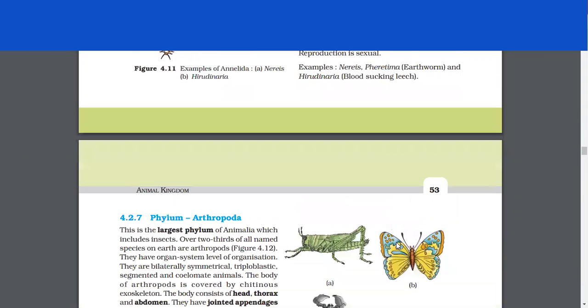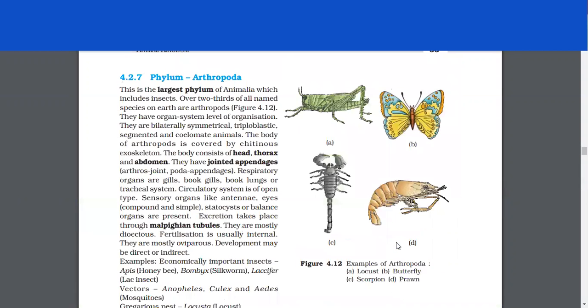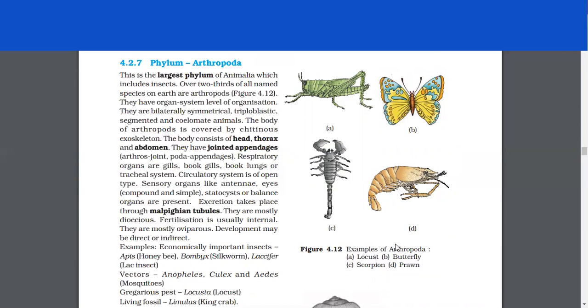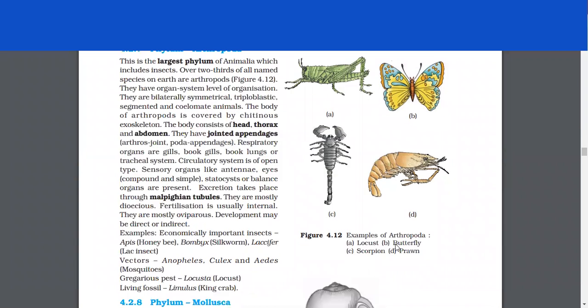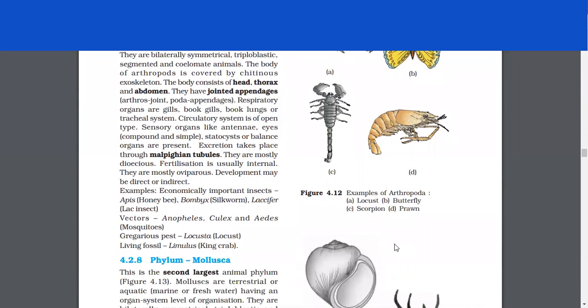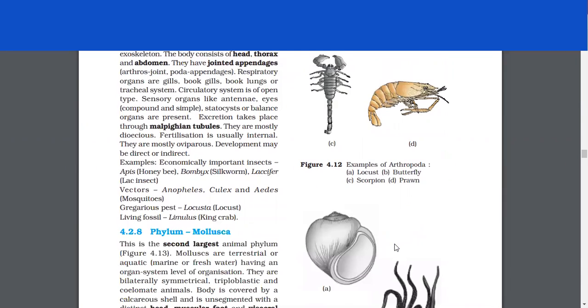Phylum Arthropoda. This is the largest phylum of Animalia, which includes insects. Over two-thirds of all named species on Earth are arthropods. They have organ system level of organization. They are bilaterally symmetrical, triploblastic, segmented, and coelomate animals. The body of arthropods is covered by chitinous exoskeleton. The body consists of head, thorax, and abdomen. They have jointed appendages. Respiratory organs are gills, book gills, book lungs, or tracheal system.